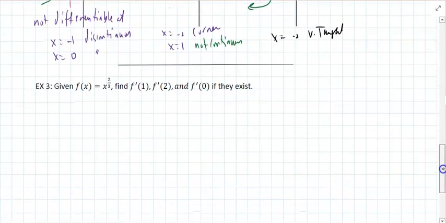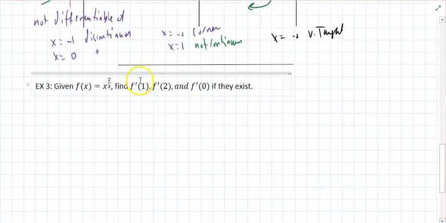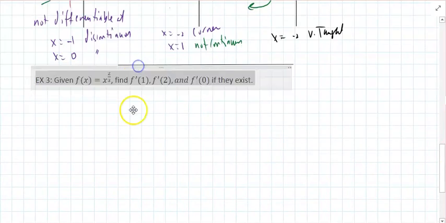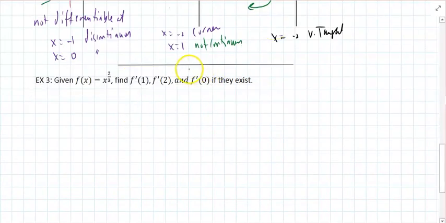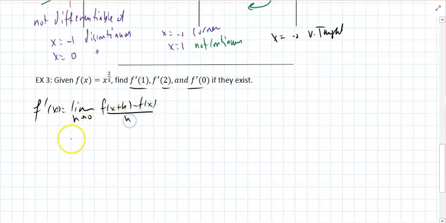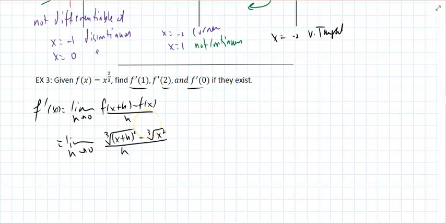I have a problem that's a bit of a challenge, and since it comes up on the homework, I wanted to point it out. Given that f of x equals x to the 2/3, again, the same idea. Well, let's find the general formula for a derivative. That's the limit as h approaches 0, f of x plus h minus f of x all over h. That is the limit as h approaches 0 of the cube root of x plus h squared minus the cube root of x squared divided by h. The only way I can do this is if I clear the radical.